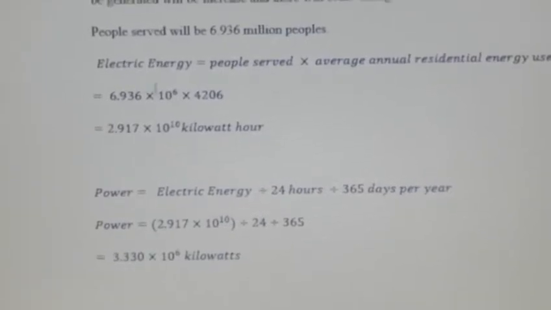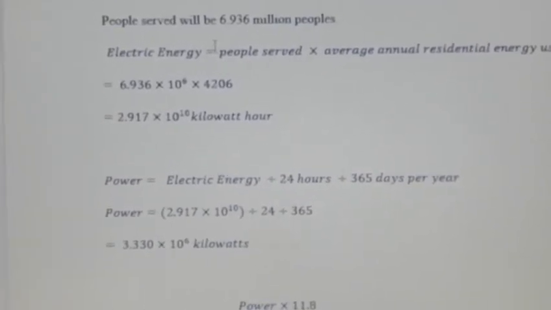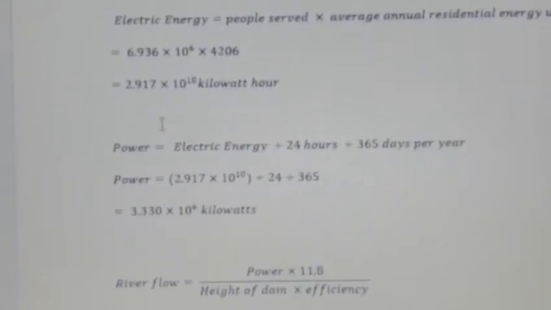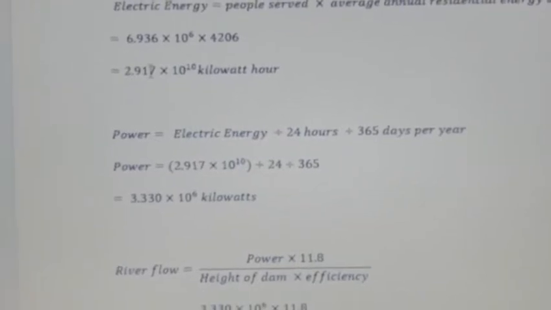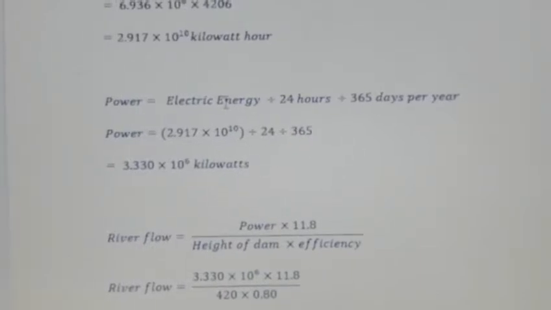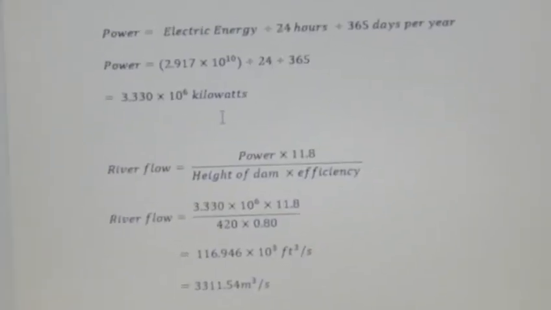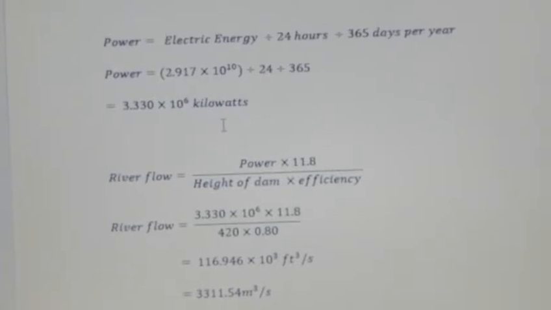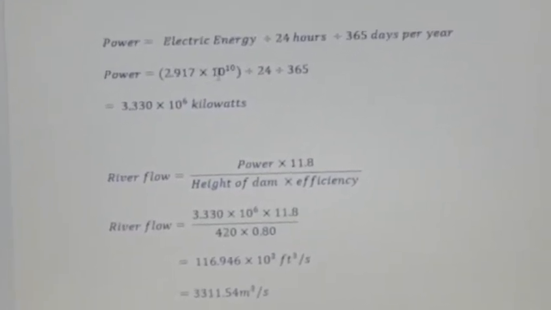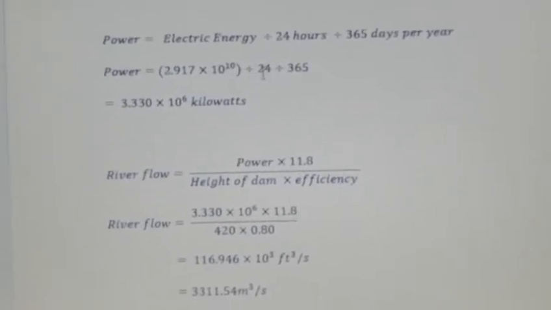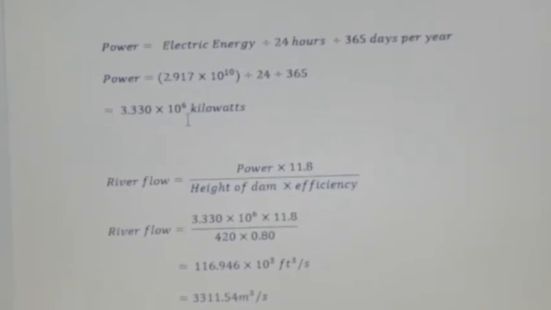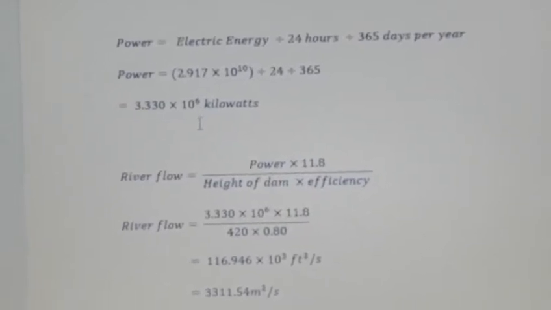So the electric energy will be 6.936 million people times 4206, which becomes 2.917 times 10 to the power of 10 kilowatt hours. Now, when we get the electric energy, we can calculate the power by reversing the calculation. So it's 2.917 times 10 to the power of 10 divided by 24 and divided by 365. So the power is 3.33 times 10 to the power of 6 kilowatts.